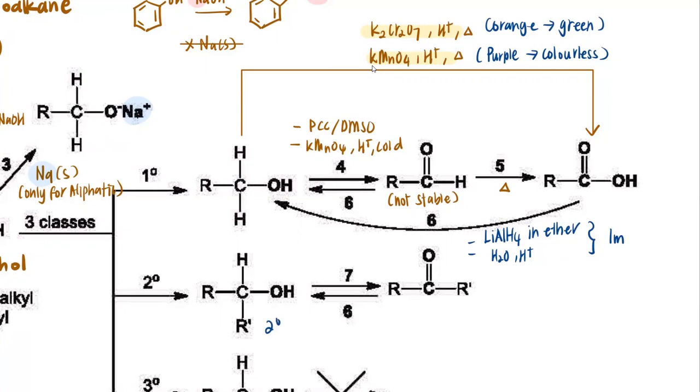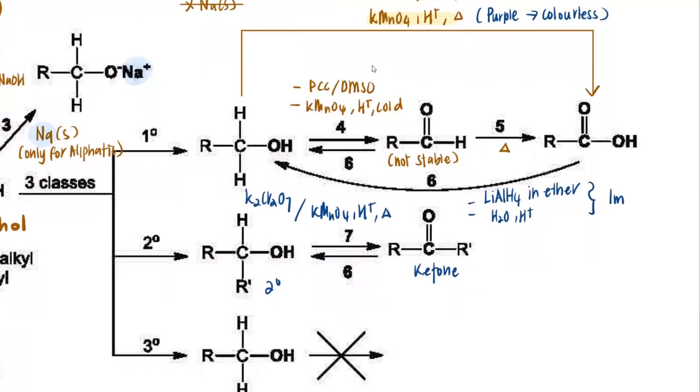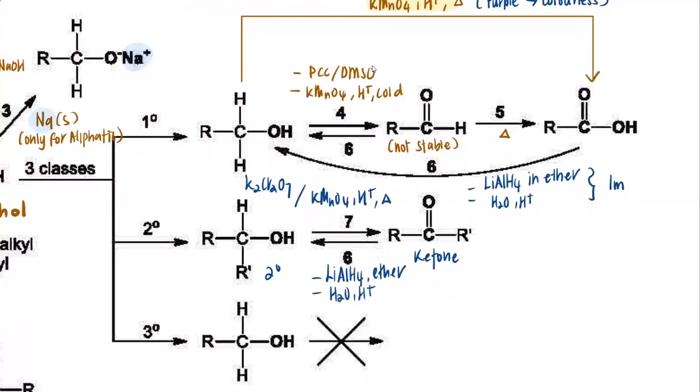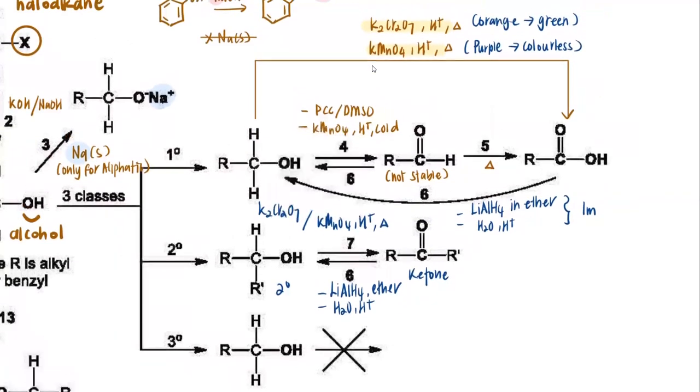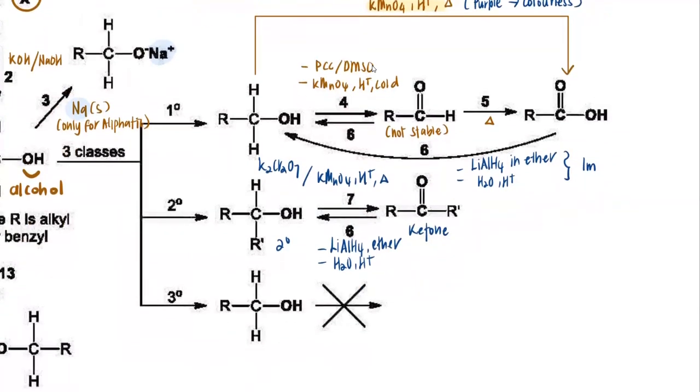This is a secondary alcohol. It will form ketone. This is ketone. The same reagent you use, which is potassium manganate heated, or potassium dichromate also can. No problem. And then reduction is also the same as usual: we use LiAlH4 in ether, followed by acidic hydrolysis. And then for tertiary alcohol, you cannot oxidize it. For tertiary, you cannot oxidize it. This is tertiary. Tertiary should be R. Change this to R.